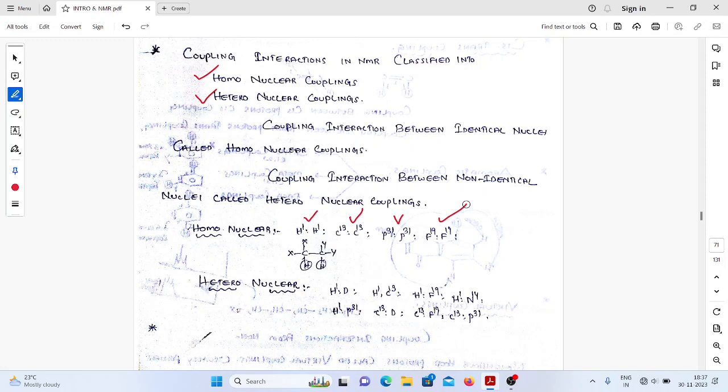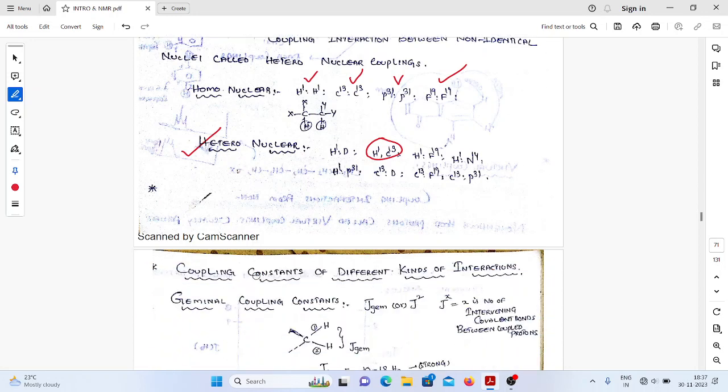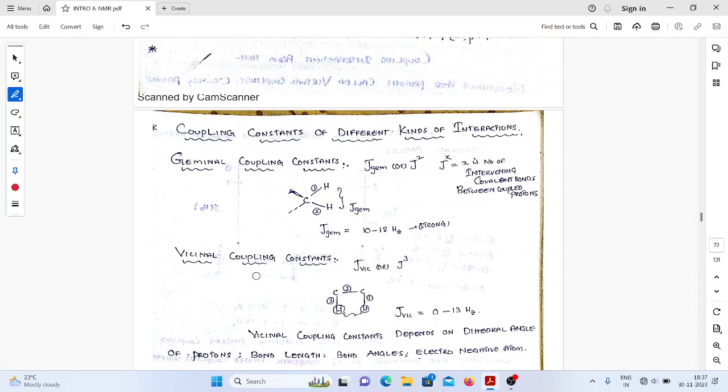If the coupling is possible between two different spin active nuclei, then such types of couplings are called heteronuclear couplings. In the next unit we are going to discuss C13 NMR spectroscopy. In C13 NMR we are going to observe the coupling between the C13 nucleus and the proton nucleus. Such a coupling is an example of heteronuclear coupling, right? Whatever the coupling, in every case we are going to have a coupling constant.